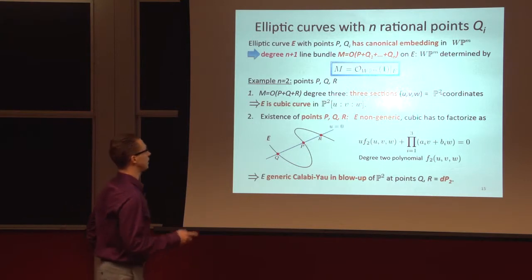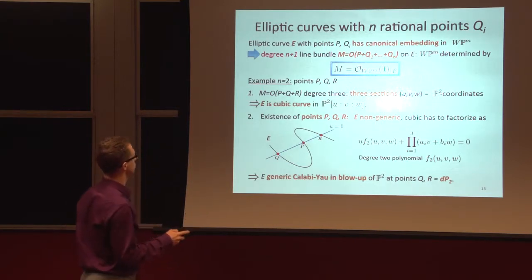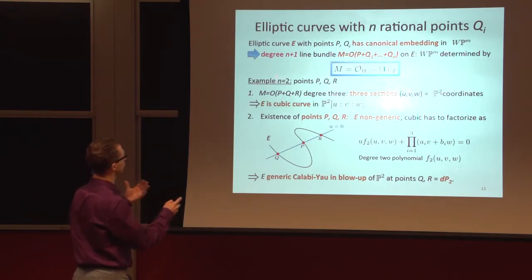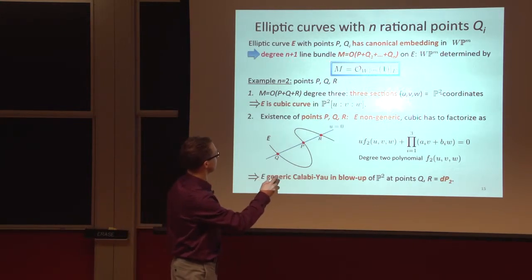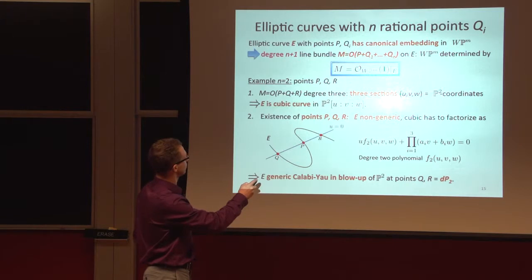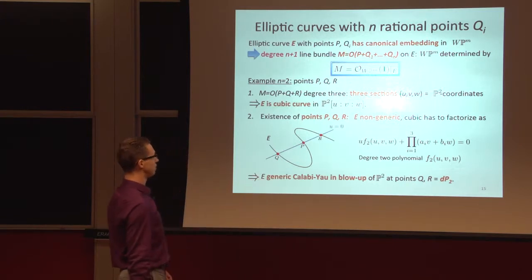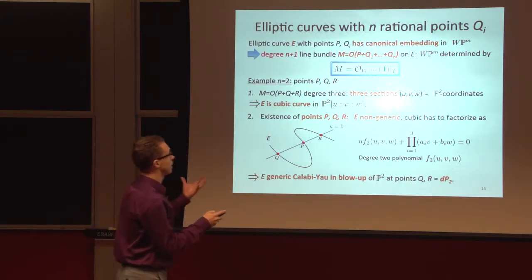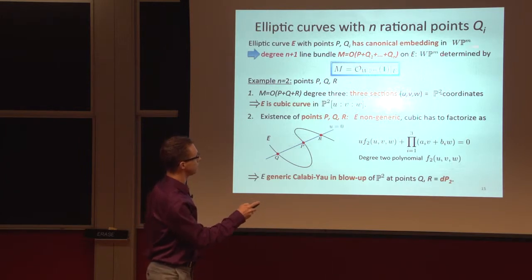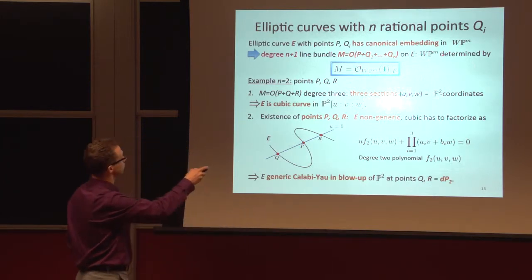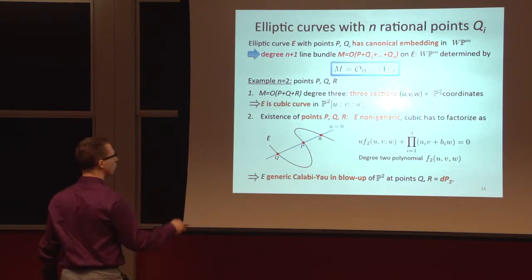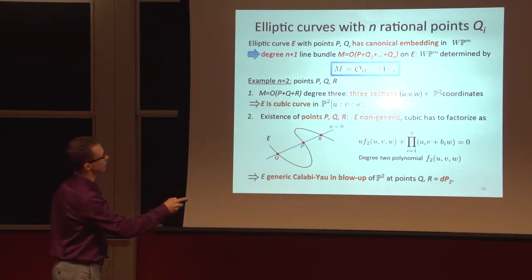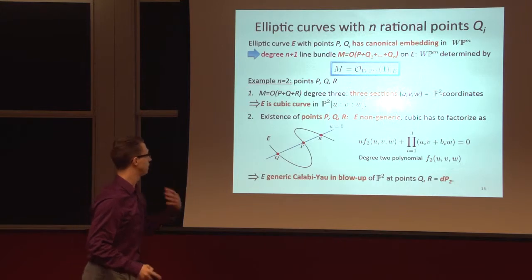then this curve has a canonical embedding in some weighted projective space. And this works as follows. So if you have these points, there exists this line bundle M of degree n plus 1, which is just the sum of all the points on the curve. And then the embedding space of this elliptic curve is determined by requiring that this line bundle M is just a pullback of O1 on this ambient space back to the elliptic curve.